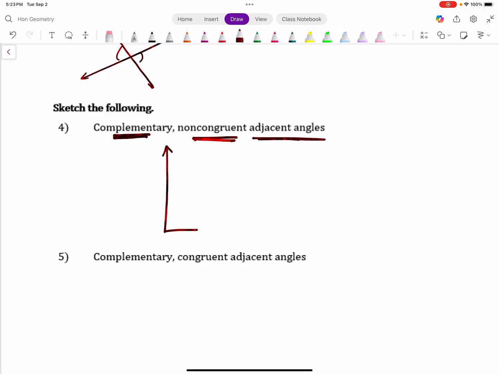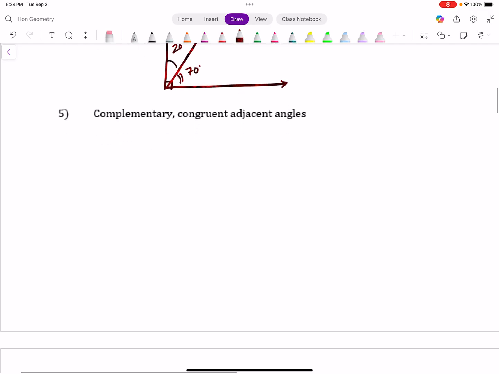So if I want to say we've got a big right angle, and maybe this one's 10 degrees. Let's do 20 degrees. And this one's 70 degrees. Then those two angles, this one and this one, are complementary because their measures add up to 90 degrees. They are non-congruent because their measures are not the same, and they are adjacent because they're in the same plane. They share that vertex. They share a single side, but they share no interior points.